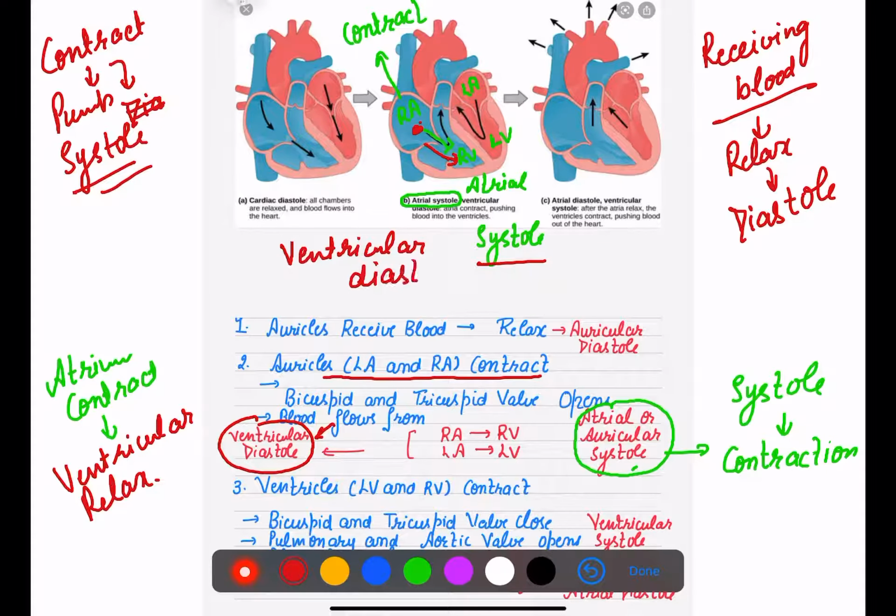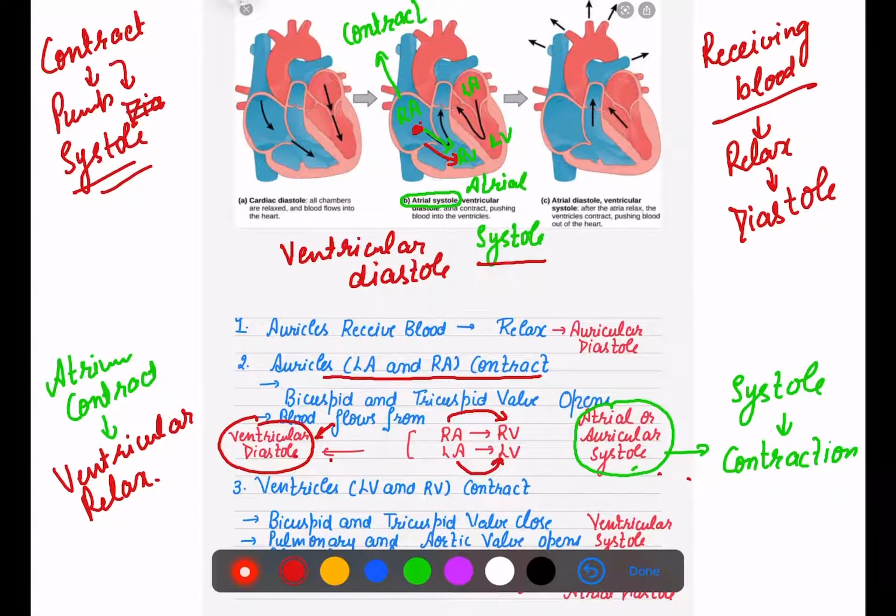So this condition is auricular systole and ventricular diastole. Ventricular diastole means ventricles just relax. कब होती है ये condition? जब ventricular diastole and auricular systole, when right atrium transfers the blood to right ventricle and left atrium transfers the blood to left ventricle.